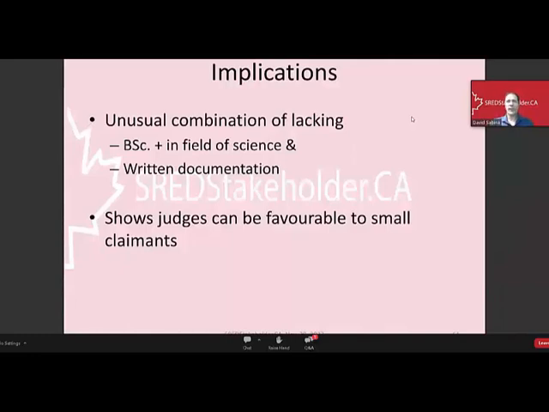So in this case in particular, I found it was an unusual combination of lacking a Bachelor of Science or equivalent in the field and written documentation. I remember 6 or 7 years ago, there was a case called FlavorNet that lost, where it appears, in my opinion, much stronger than this case. So the fact that that case could lose and this case could win, again, shows that there's some variability, in my opinion, on the judgments themselves, and that some judges may be more favorable, particularly to small business, than others.